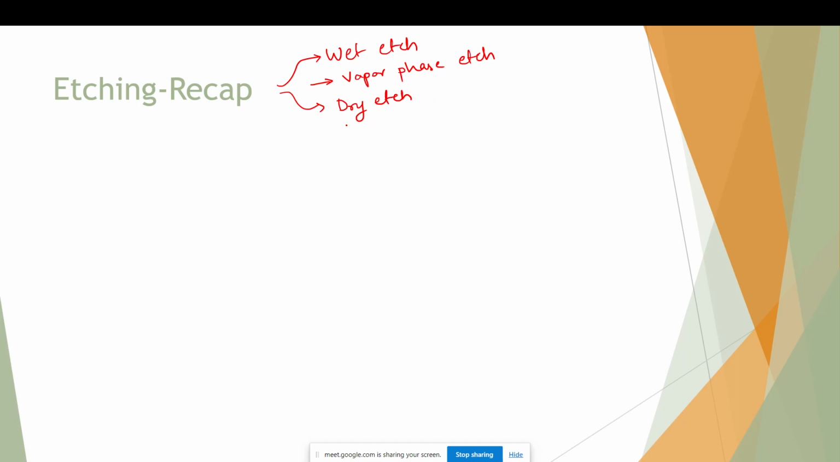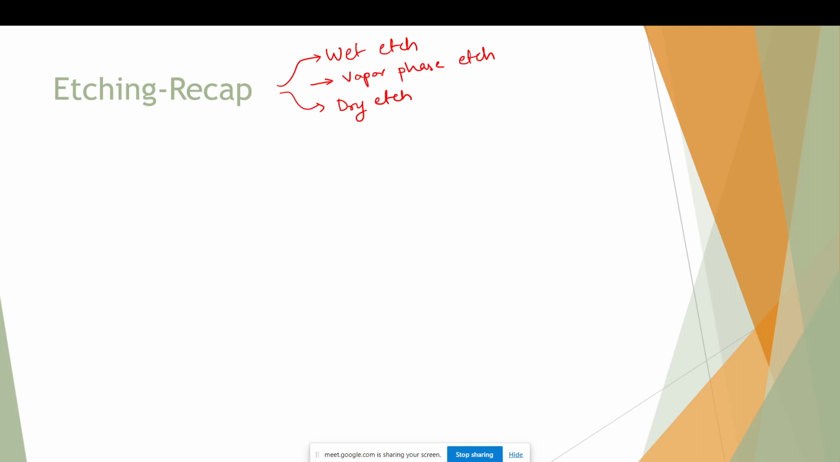In dry etching, we have etchants in gaseous form, and the byproducts are also gaseous. So this is usually done in vacuum chambers. Then there is another etching technique called vapor phase etching. Vapor phase etching is just like wet etch in the sense that we are sending chemicals. However, these chemicals are evaporated.